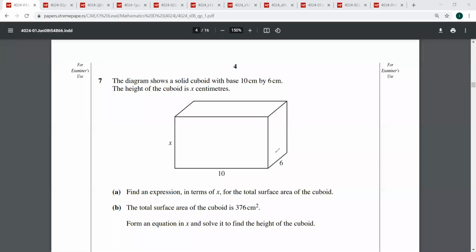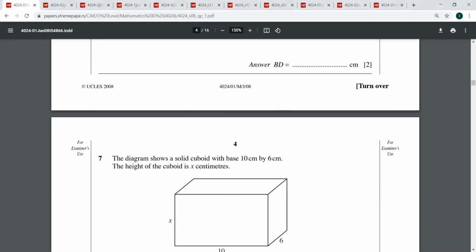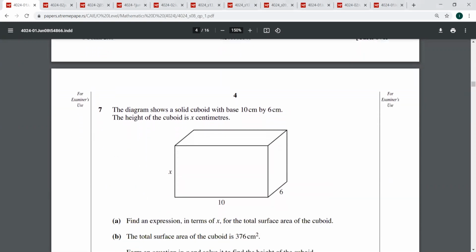Okay, guys, we're going to try some past paper questions on O levels mensuration here. The first question is from paper one, and this is taken from June '08, paper one.